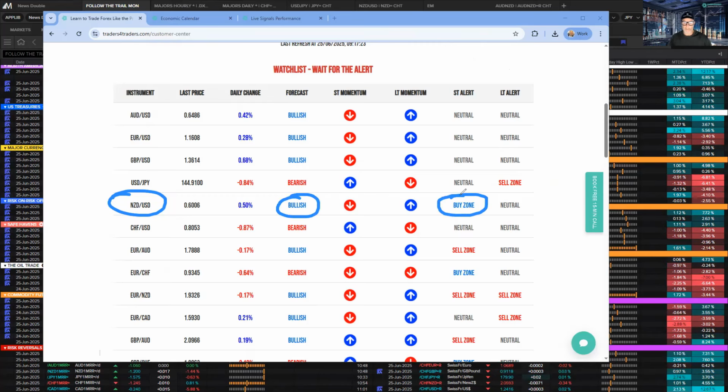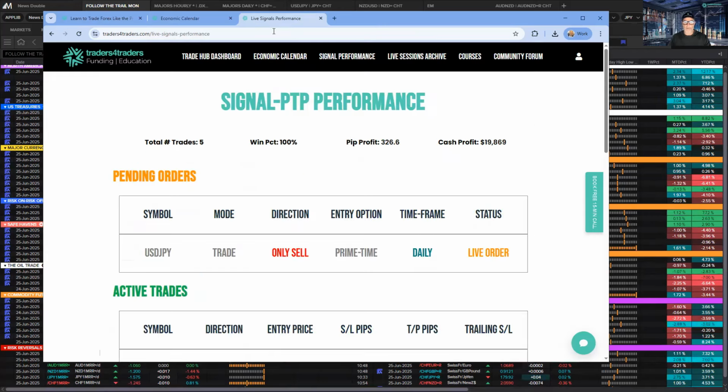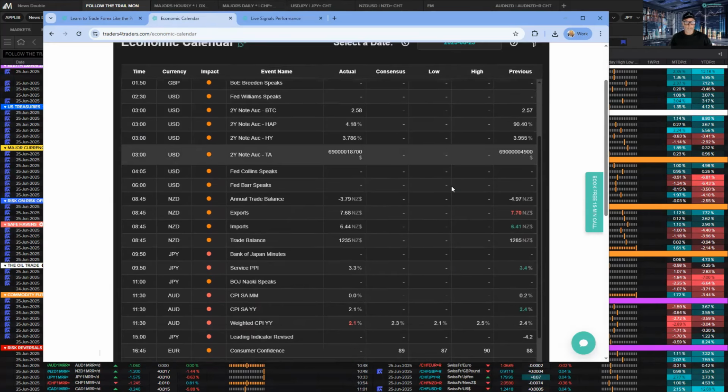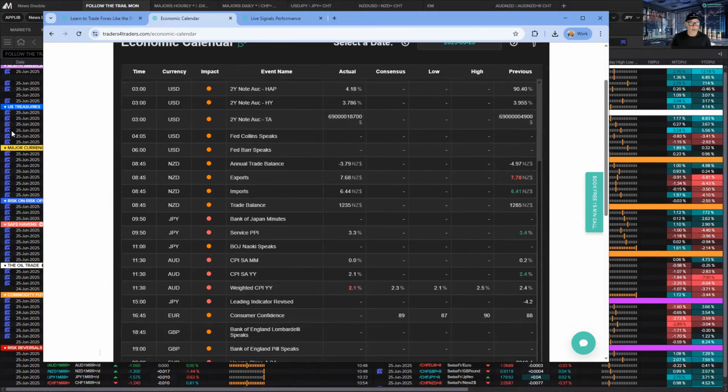It's about 10 points in the cash. What do I need to know? I need to know if there's anything coming out that could interrupt the general momentum of that trade. So you just check your calendar, right? All I need to do is come back and check for any Kiwi news.